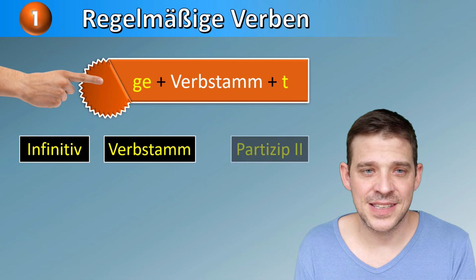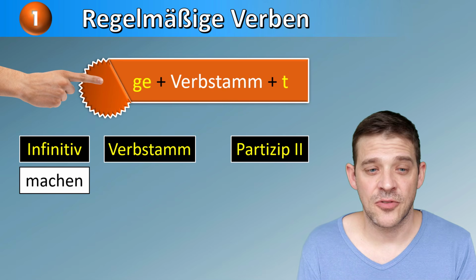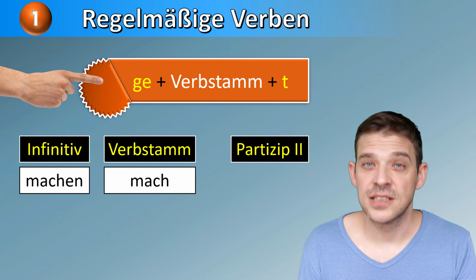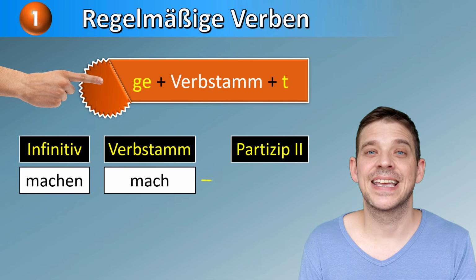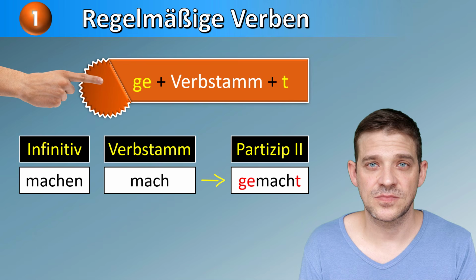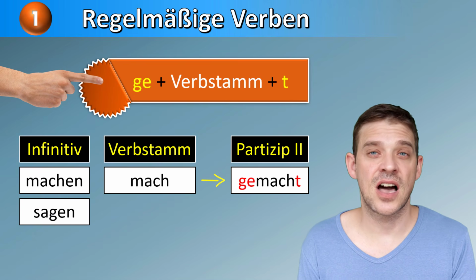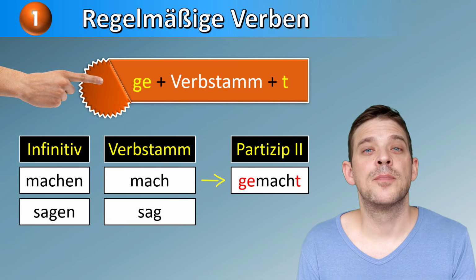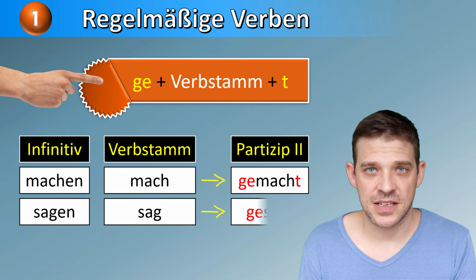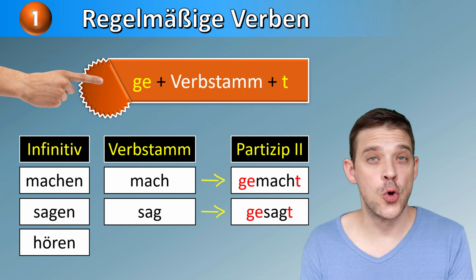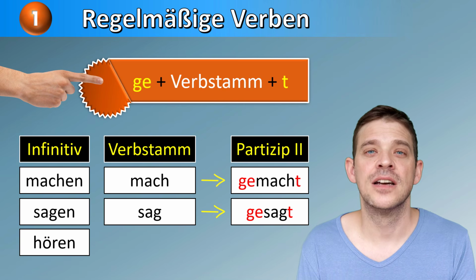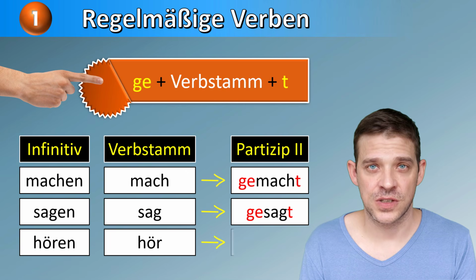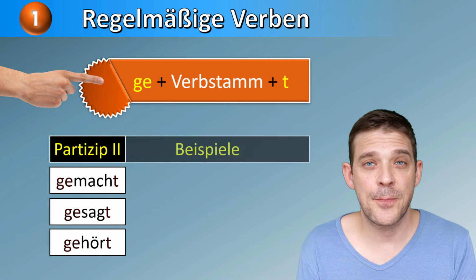All right, let's look at this in more detail. Machen, again, the verb. So the Verbstamm is, you know this already, mach. So the PP would be GE plus Verbstamm plus T becomes gemacht. Oder das Verb sagen. Sagen heißt to say. Also a regular verb. Verbstamm sag. Partizip ist gesagt. Oder das Verb hören. Hören heißt to hear or listen. Verbstamm ist hör. Das Partizip ist gehört.